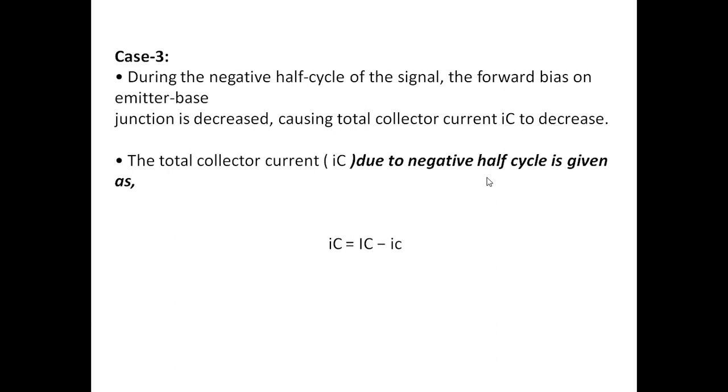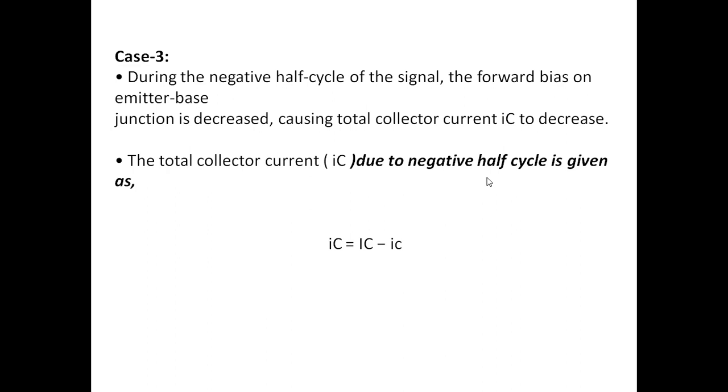Net will be increased. Next, in the third case, during the negative half cycle at the input side, the net current at the collector terminal will be decreased. Why? Because of this negative half cycle at the input side, the forward bias may somewhat decrease at the emitter junction. Therefore, the current will be less at the collector due to the negative half cycle.